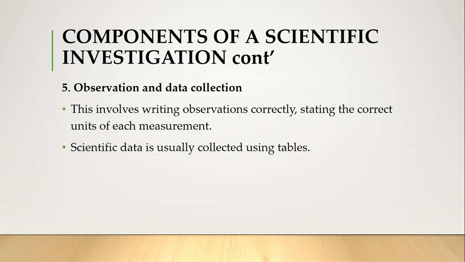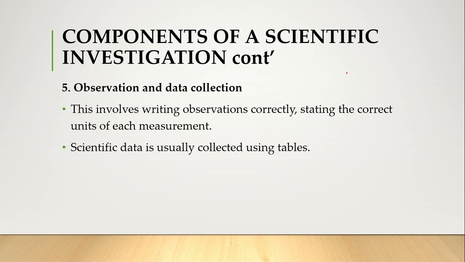Apart from that, the fifth stage is about observation and data collection. So this involves writing observations correctly, stating the correct units of each measurement. After conducting the experiment, you leave the setup for some time, if need be. Then you need to collect data. You need to observe what you see. So data collection is done through observation or through what? Feeding the container, whatever you can do.